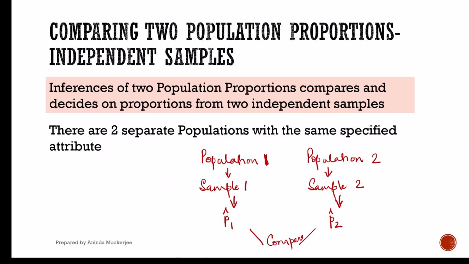Now, studies of proportion look to see whether a specified attribute has been met or not met. So even though we have two separate populations not connected in any way, we are still looking for the same specified attribute. All right. So when we send out our surveys to the members of these populations, the questions should address the same specified attribute.